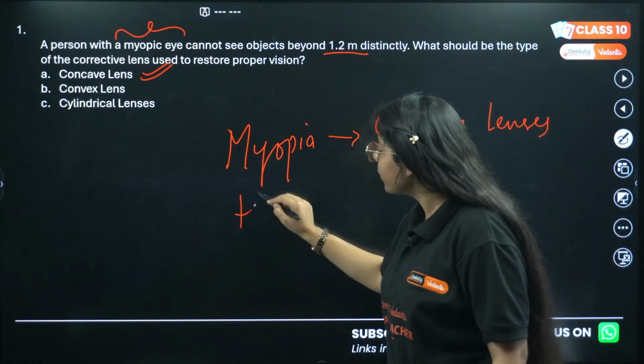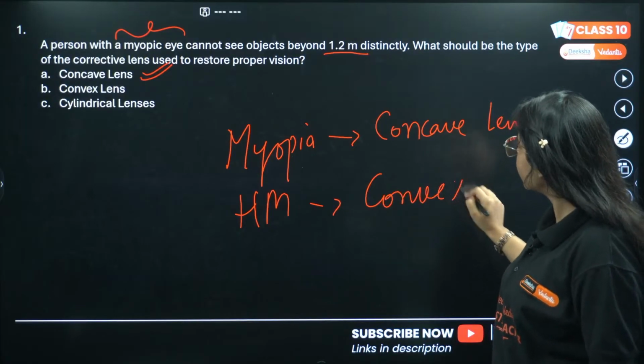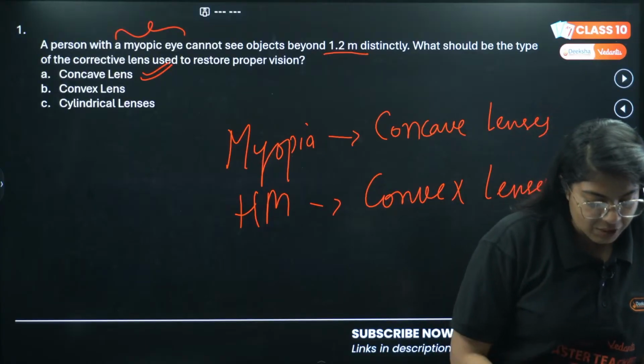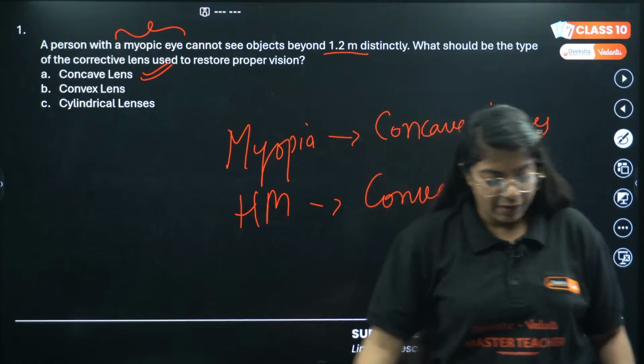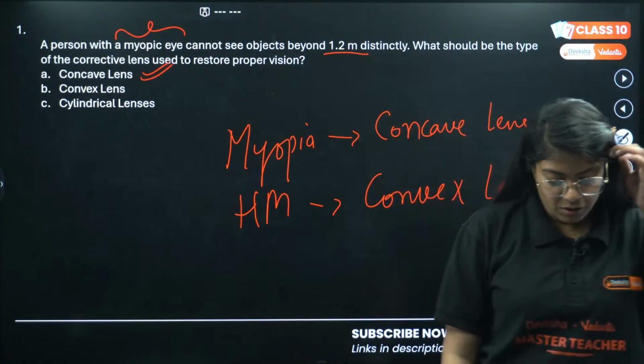And for hypermetropia we use convex lenses. Correct? We use concave lenses for myopia. I am so proud of all of you. Almost all of you gave good questions, good answers.